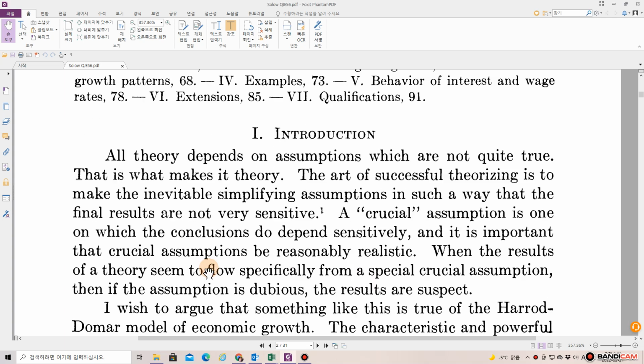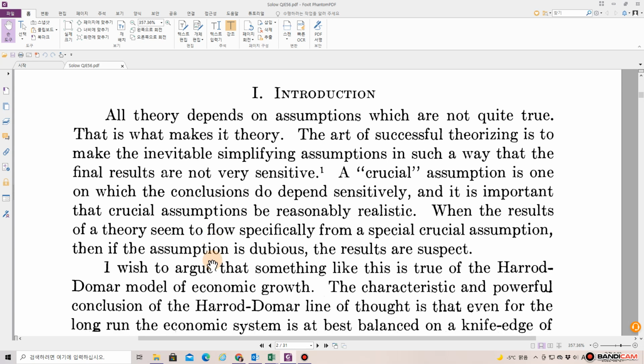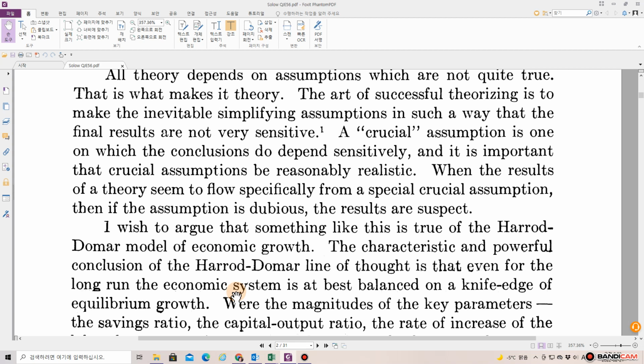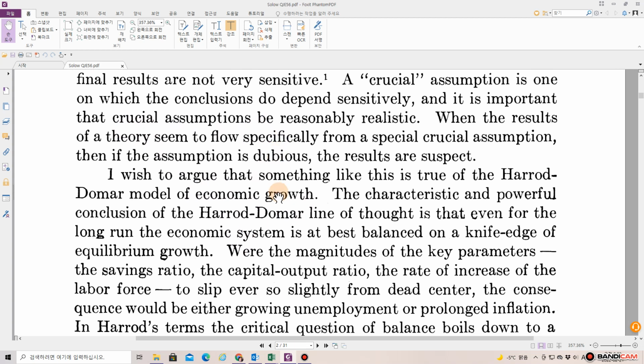Introduction. All theory depends on assumptions which are not quite true. That is what makes it theory. The art of successful theorizing is to make the inevitable simplifying assumptions in such a way that the final results are not very sensitive. A crucial assumption is one on which the conclusions do depend sensitively, and it is important that crucial assumptions be reasonably realistic.